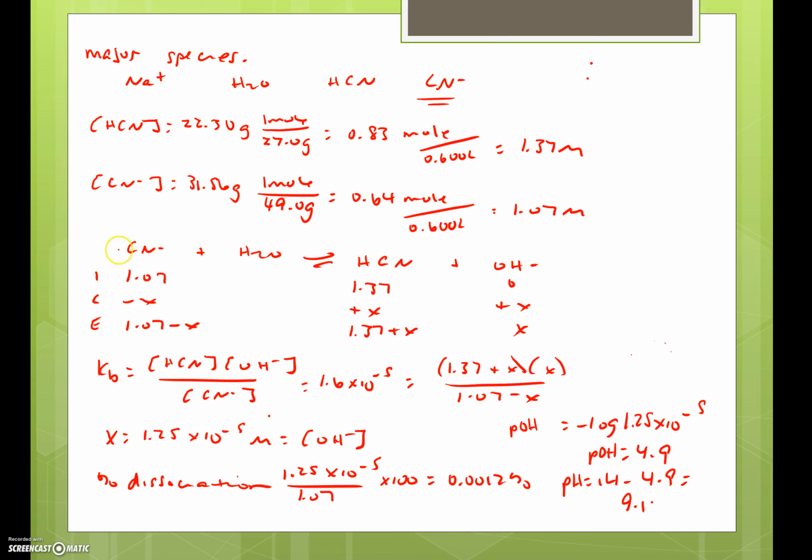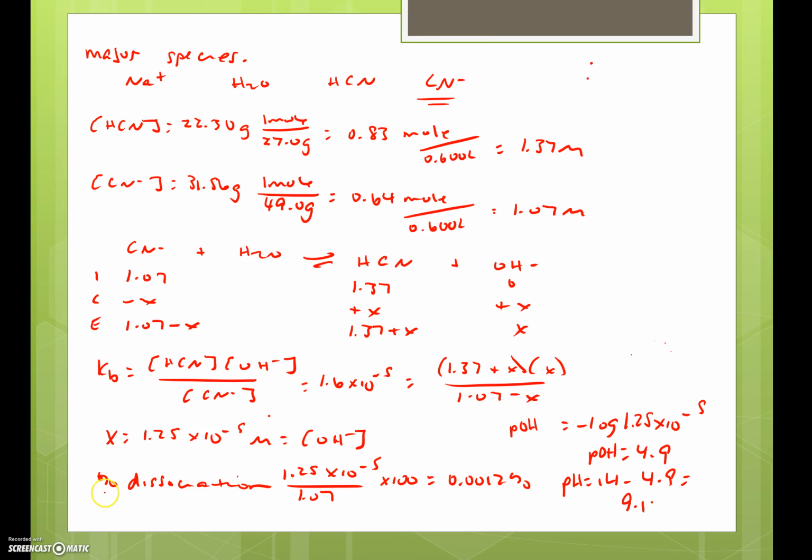So our reaction is going to be the cyanide ion reacting with water to produce hydrocyanic acid and hydroxide ions. So we'll plug in our cyanide ion, 1.07. We'll plug in our hydrocyanic acid, 1.37. We'll fill in our ice chart, write our K expression, plug in our values, and solve for X. And in this case, our X value is going to equal 1.25 times 10 to the minus 5, which is the hydroxide ion concentration in the solution.